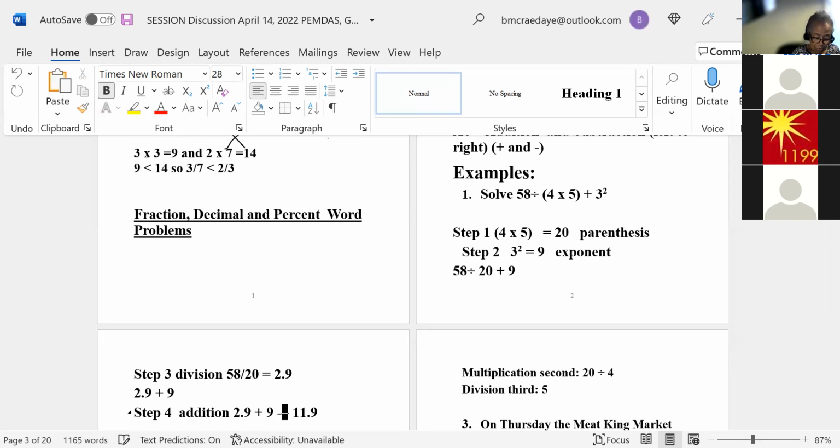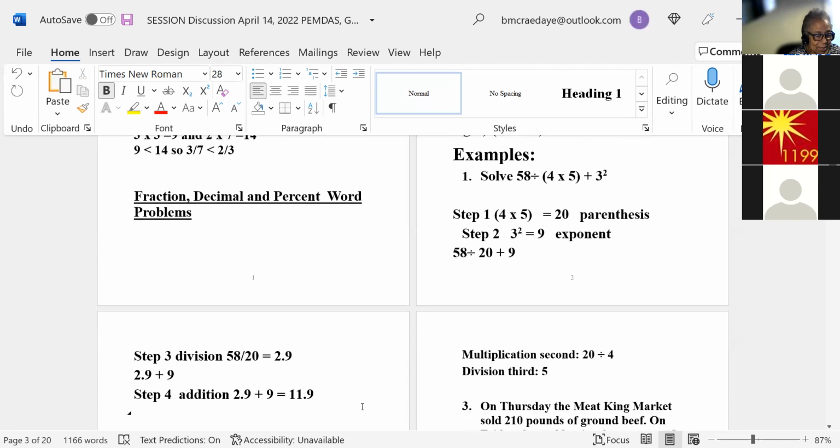Any questions on that problem? No. Okay, so that's equal to 11.9. That's your answer using the order of operations. Questions? All right, no. Okay, let's do another one then.